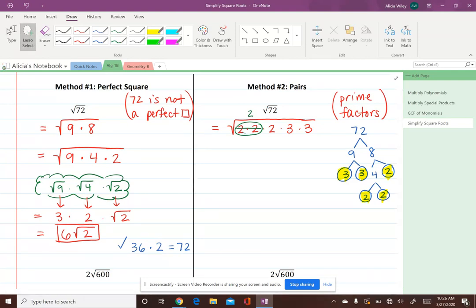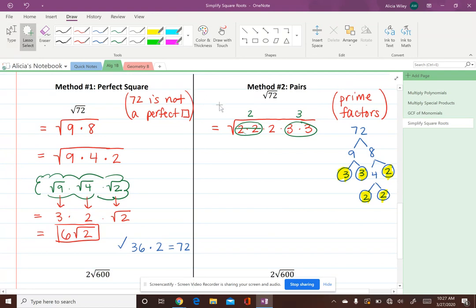And then the next thing is to look at any more pairs that you have. Well, I have a pair of 3's. A pair of 2 numbers multiplied together will make a perfect square. This makes a 9, and we know that the square root of 9 is 3. Right? So this guy's in my way. I'm going to move him up a little bit.